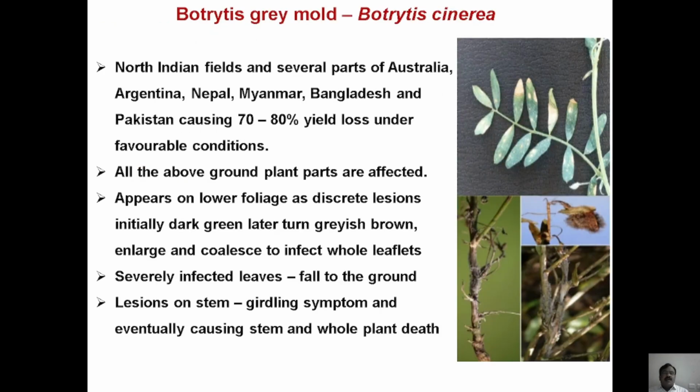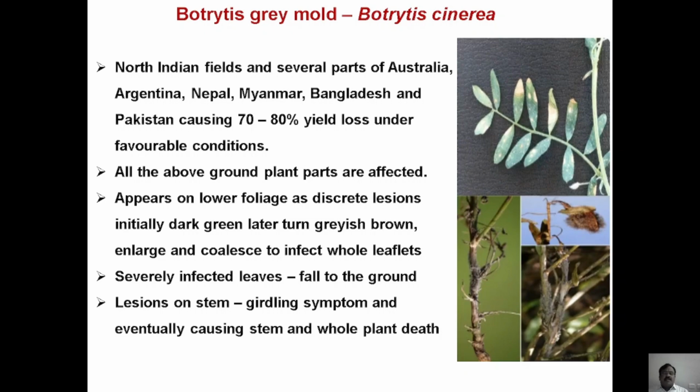And then Botrytis grey mold, which is caused by Botrytis cinerea, occurs in the northern part of India, as well as several countries like Australia, Argentina, Nepal, Myanmar, Bangladesh, and Pakistan. So this Botrytis grey mold causes 70 to 80% yield loss when the environmental factors are conducive for its development. It affects all the above ground parts of the plants.